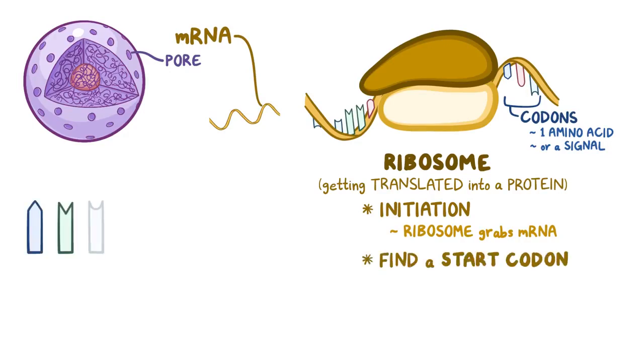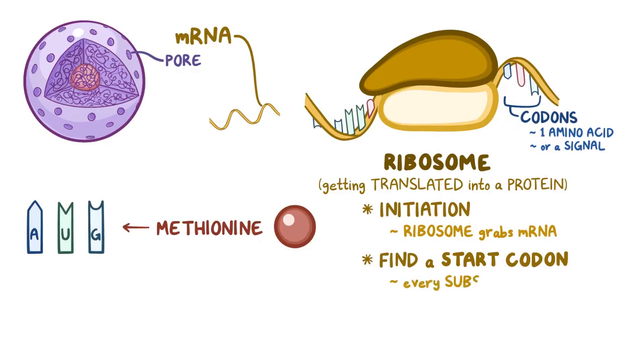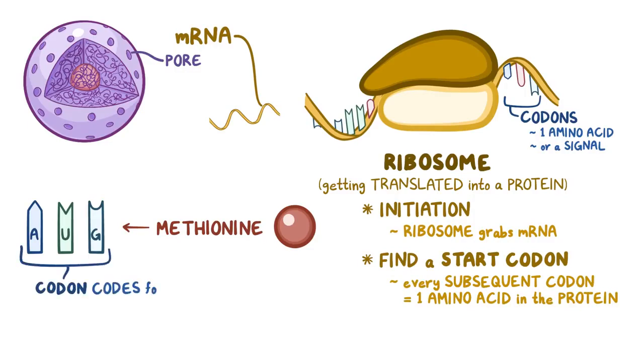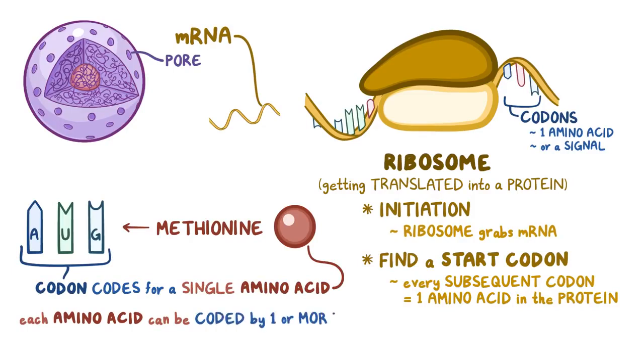That's usually a sequence of AUG, which simultaneously codes for the amino acid methionine. So most proteins actually start with methionine. When the ribosome runs into this, it knows that from here on out, every subsequent codon represents 1 amino acid in the protein. Now, while each codon codes for a single amino acid, each amino acid can be coded for by 1 or more codons.